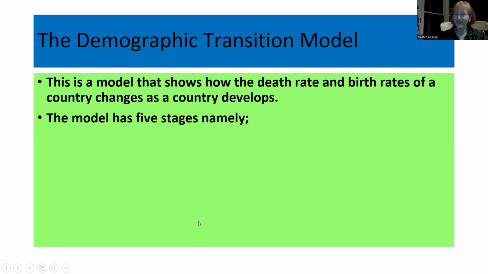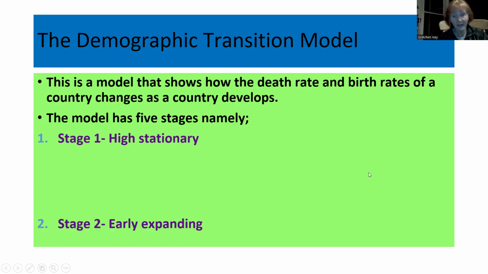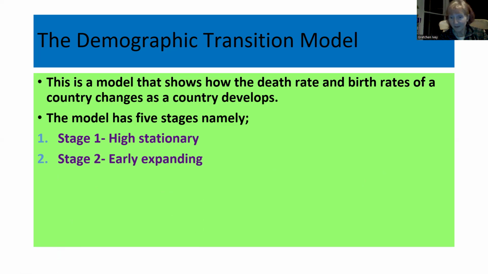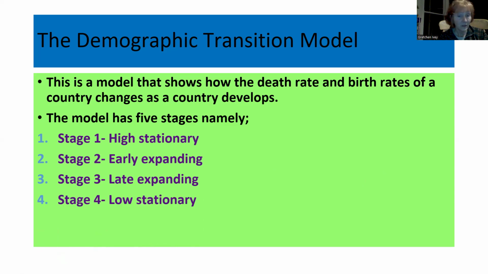Okay, so we're finally going to get into this thing called the demographic transition model. I've been referring to it through the whole lesson, and now we're going to really dive into it. So what is it, first of all? This is a model that shows how death rate and birth rates of a country change as a country develops. The model has 5 stages, namely stage 1, high stationary, and we'll talk about what all these are. Stage 2, early expanding. Stage 3 is late expanding. Stage 4 is low stationary. And stage 5 is natural decrease.